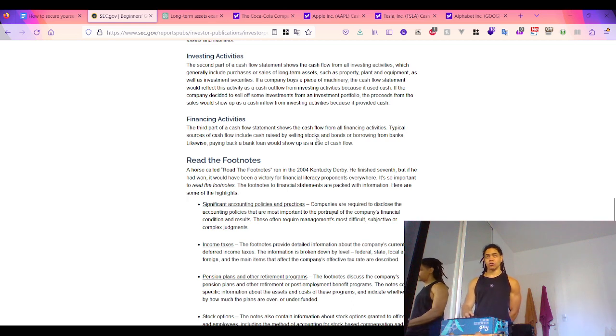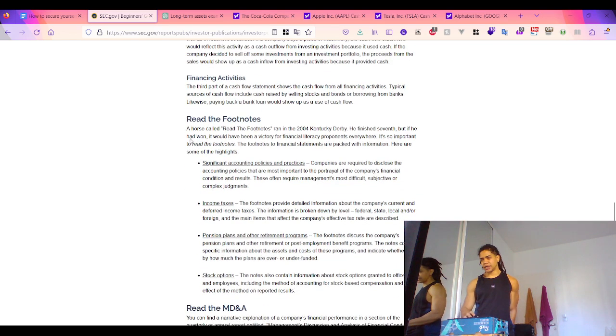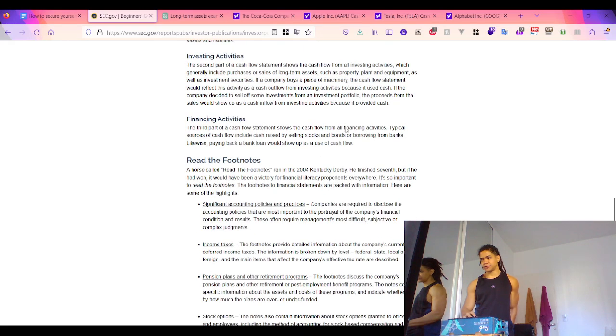So selling stocks or bonds, cash flow includes cash raised by selling stocks or borrowing from banks. That makes a lot of sense. Likewise, paying back a bank loan will show up as a use of cash. Again, you no longer have that cash, but you repay your obligations. Okay. So let me keep reading about this. Okay, so let's first look at financing activities.